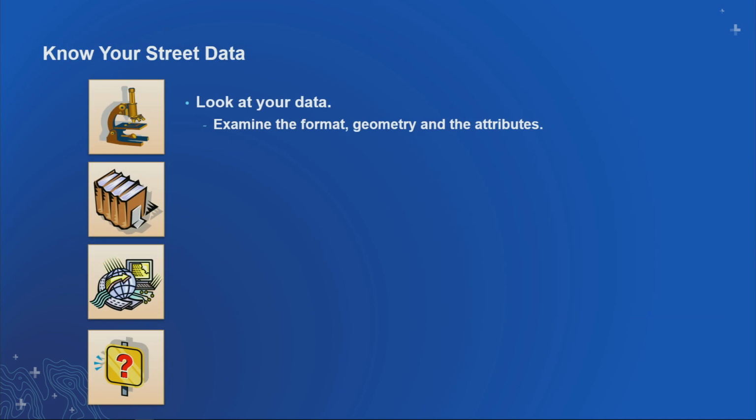And so to do that, it's important to understand your data going in. So of course you want to look at the format. Is it two-dimensional or three-dimensional, for example? See how the geometry lines up. Are the lines connected well? Are they overlapping lines well attributed? And speaking of the attributes, read the documentation for your data.